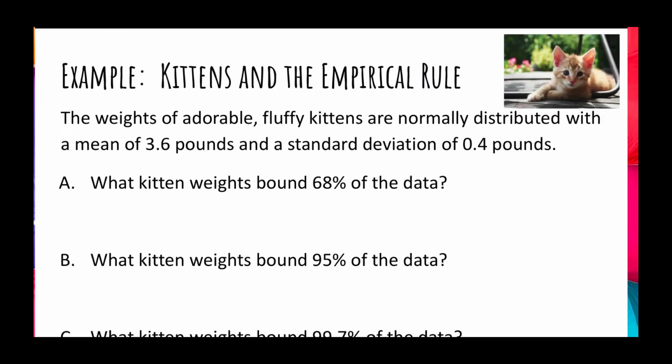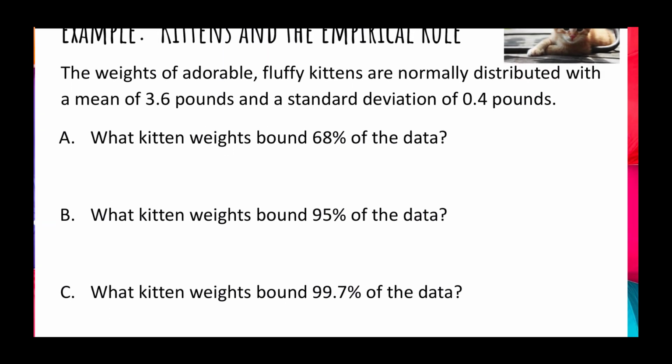So let's move on to another example. The weights of adorable fluffy kittens are normally distributed with a mean of 3.6 and a standard deviation of 0.4. What kitten weights bound the 68% of the data? What kitten weights bound 95% of the data? And what kitten weights bound 99.7% of the data? So why don't you pause the video, draw out the normal curve, fill in, again, mean is in the middle, go 3 up, 3 down, fill in your percentages, and then answer these questions. And then when you unpause, we will go over the answers.